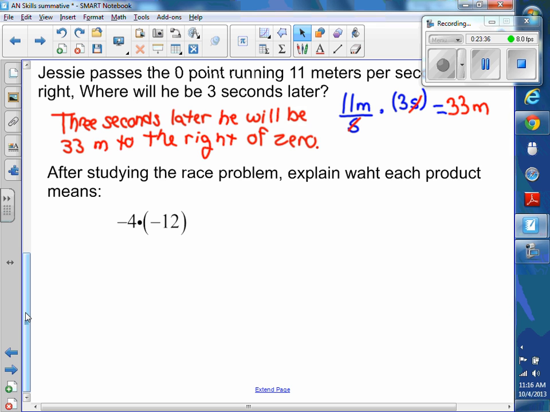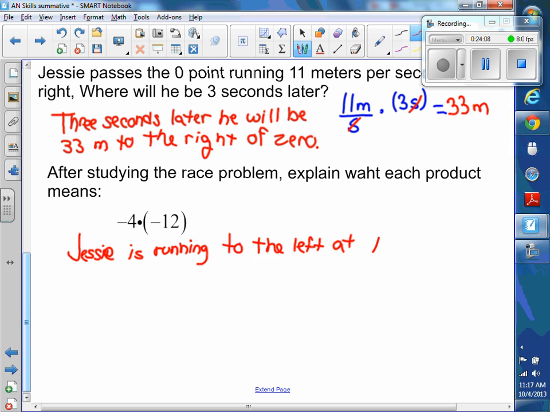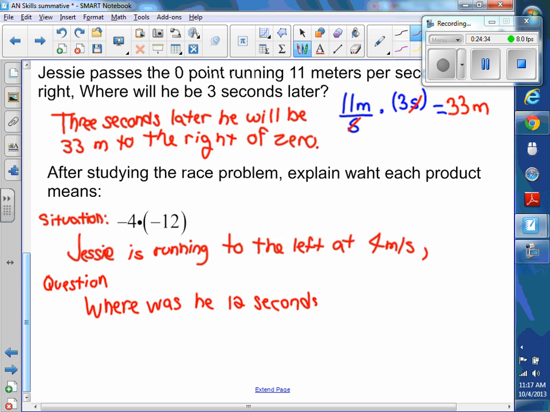You already know. Have you ever gotten one right? I think you got them now, right? Yeah. So let's hear from somebody who's never gotten one right, that I haven't heard from, that hasn't done these. So, hey, Grace, what's your sentence? Yeah, Jesse is running past the 0 running point, right? To the left at 4 meters per second. What's the question now? So this is the situation, right? That's Jesse's situation. What's the question? A little louder. Right, where was he 12 seconds ago? Get it?